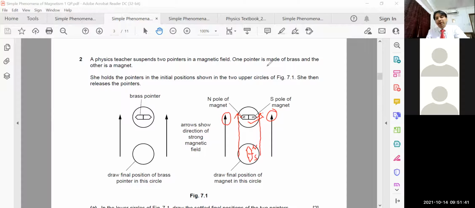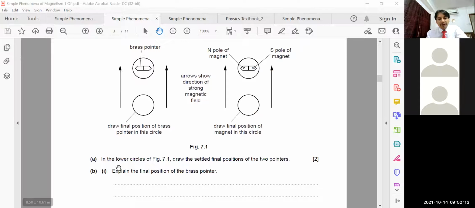So the north pole of the magnet will align itself in the direction of the magnetic field. Please remember, as we have studied in the electricity chapter, children, if you recall, if we place a positive charge particle in an electric field, that positive charge particle will experience a force in the direction of the electric field lines due to the positive charge. The same concept here. Magnet is there. North pole we will look. North pole will align in the direction of the magnetic field. I hope this part is also clear, children.